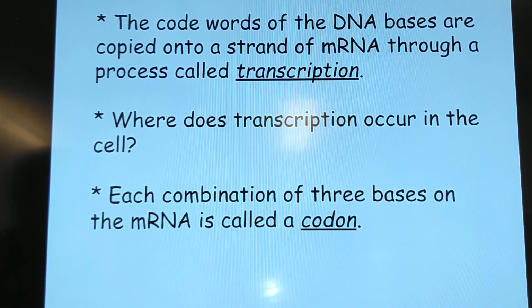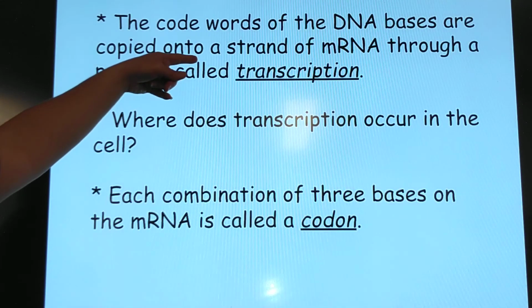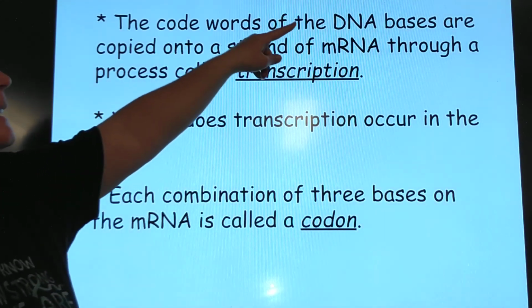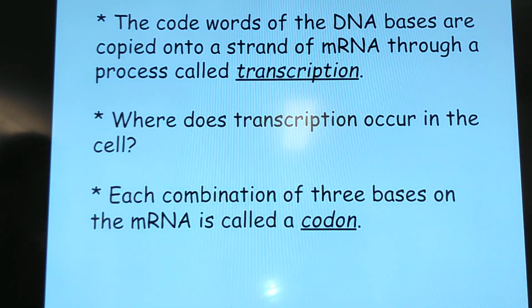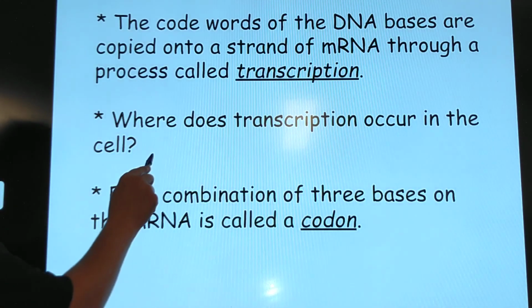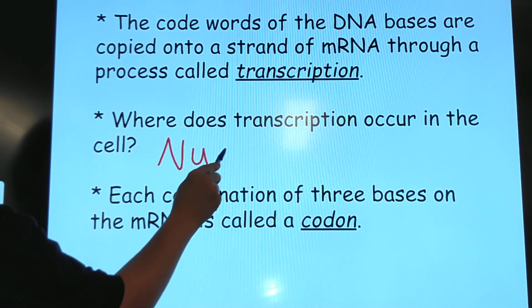The code word for DNA bases is copied into a strand of mRNA through the process of transcription. Remember, transcription happened first. It was in the nucleus because it's DNA being copied into a complementary strand of mRNA. So transcription occurs in the nucleus every time because the DNA cannot leave the nucleus.